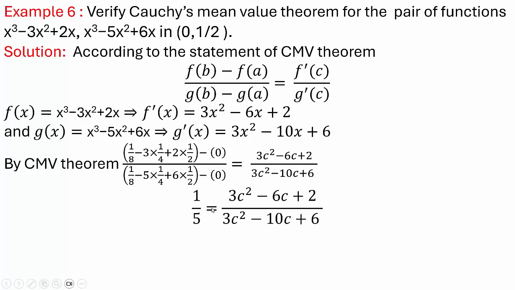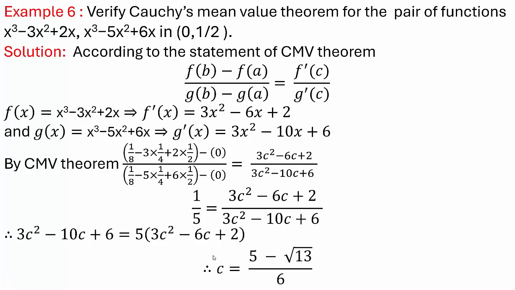From this we will get 1 by 5 equal to (3c square minus 6c plus 2) divided by (3c square minus 10c plus 6). If you transfer this term to the left hand side and 5 to the right hand side, we will get 3c square minus 10c plus 6 equal to 5 into (3c square minus 6c plus 2). If we simplify this, we will get a quadratic equation, and the value is c equal to (5 minus root 13) by 6. This value belongs to the interval 0, 1 by 2.